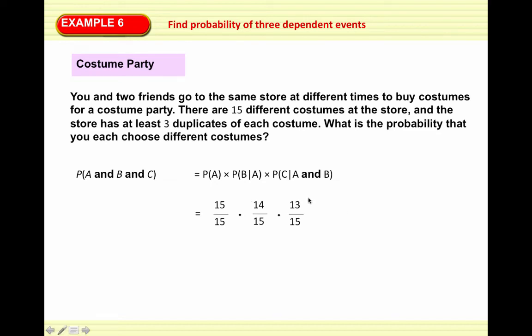When the final friend goes in, 2 out of the 15 have already been selected, so they only have 13 out of 15 options remaining. And so that comes out to be 182 over 225, which is about 0.809. So a little over 80% chance y'all are going to pick different costumes.